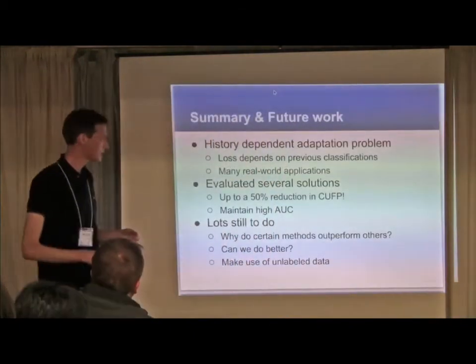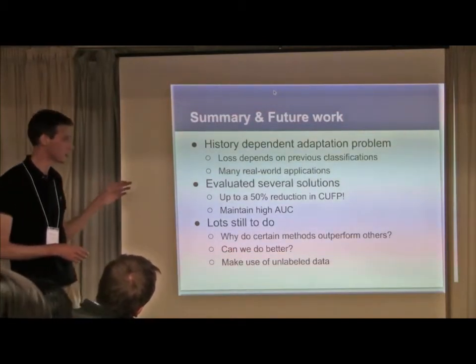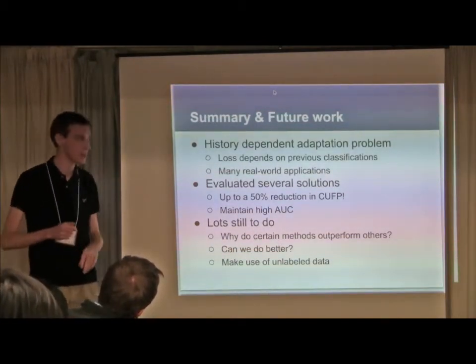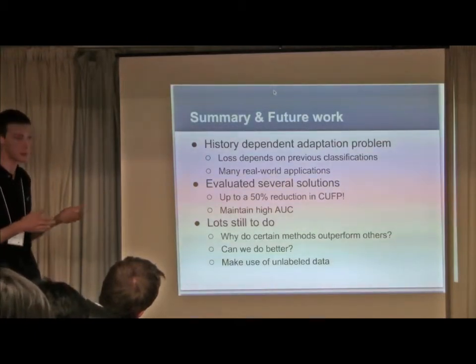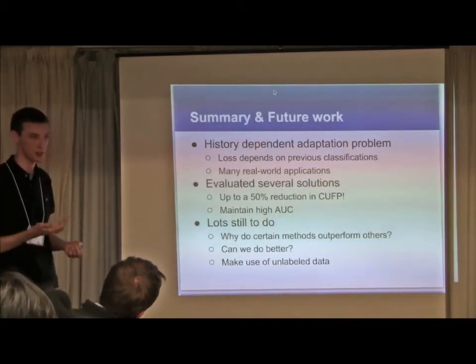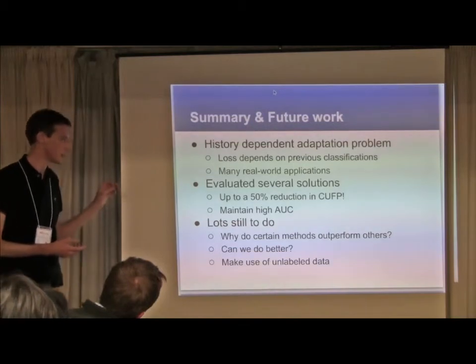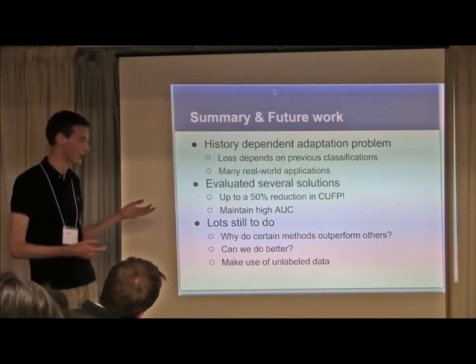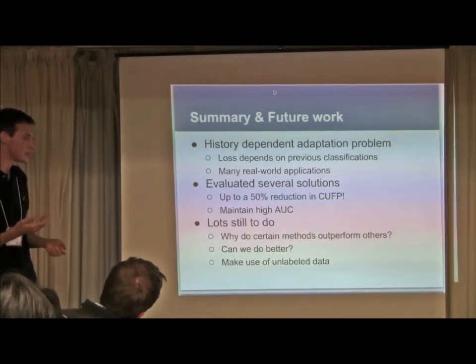And just to summarize, we presented the problem of history-dependent domain adaptation, where our loss depends on our previous classifications, and this has many real-world applications. We've evaluated several solutions, and we got up to a 50% reduction in cumulative unique false positives while maintaining a very high AUC. But there's lots still to do.